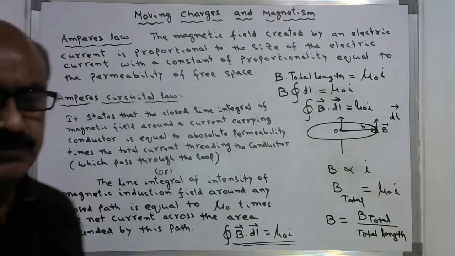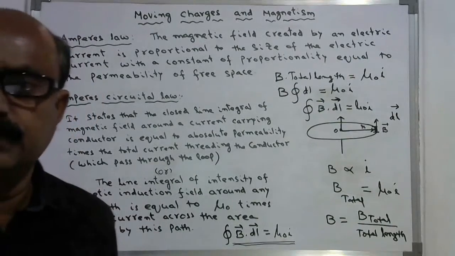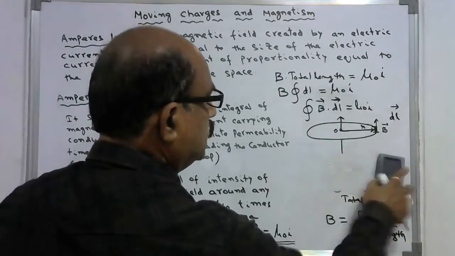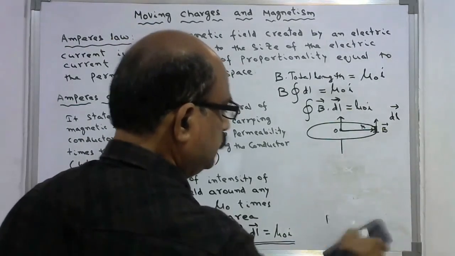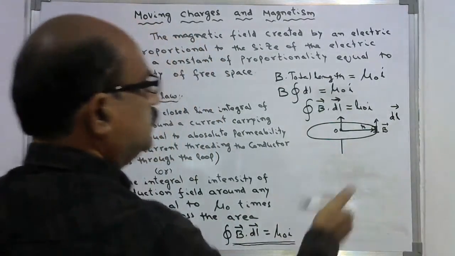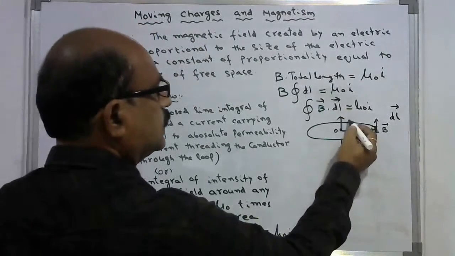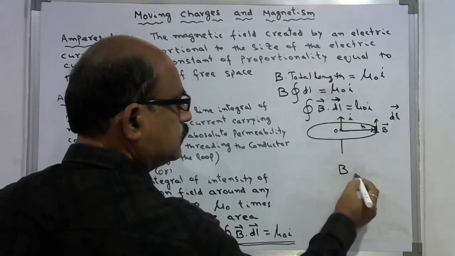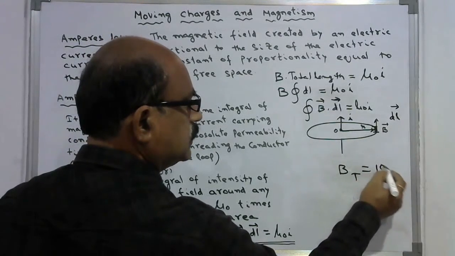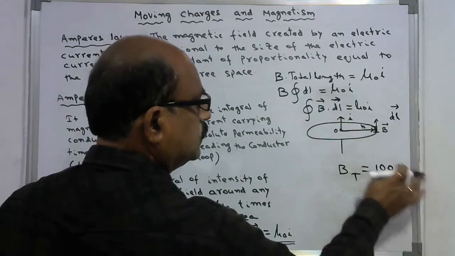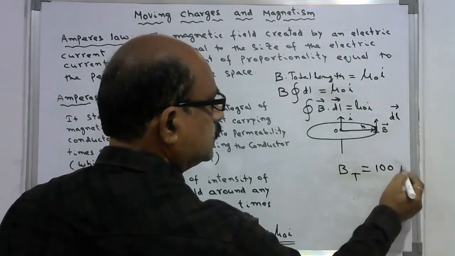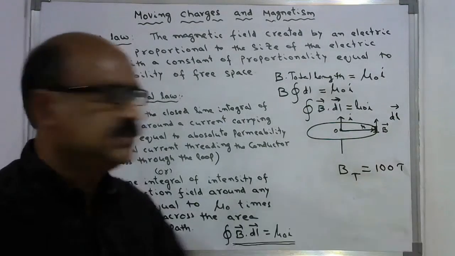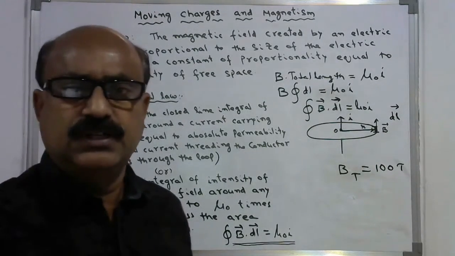Now let us observe this with some example, how this can be found. Suppose, let us assume that this current carrying conductor is capable of producing a total field of 100 units, say 100 Tesla. I write here 100 Tesla. This wire is capable of producing a magnetic field of 100 Tesla.